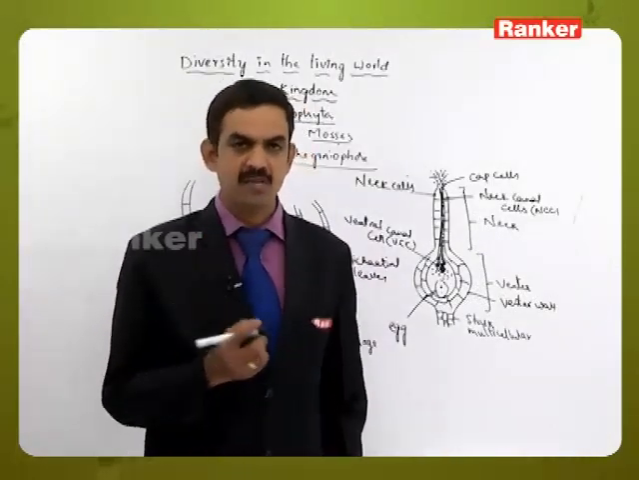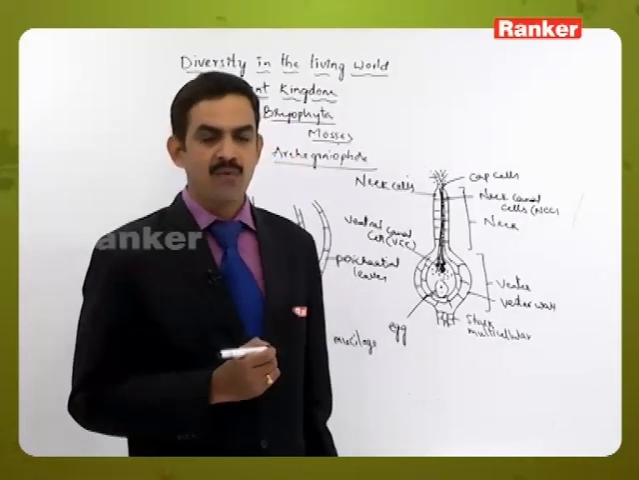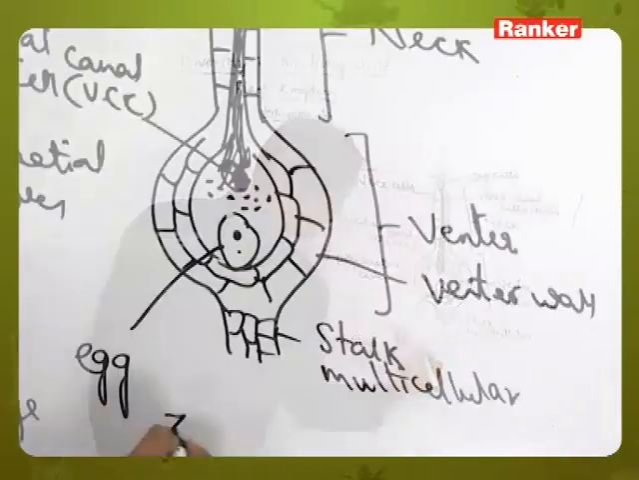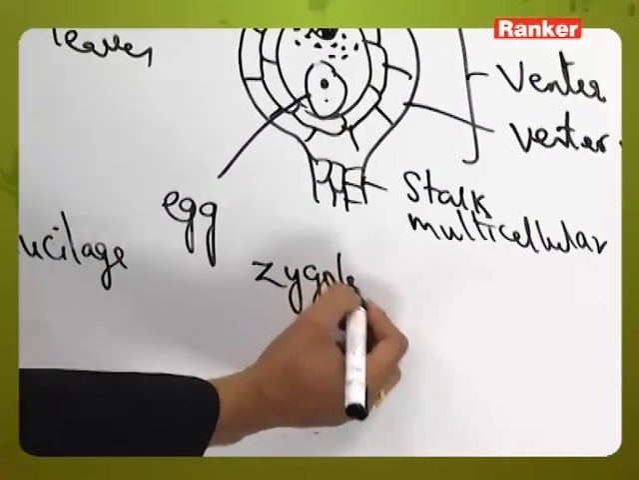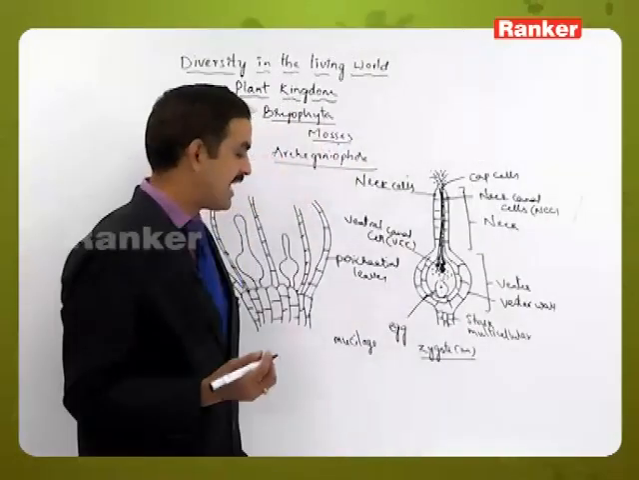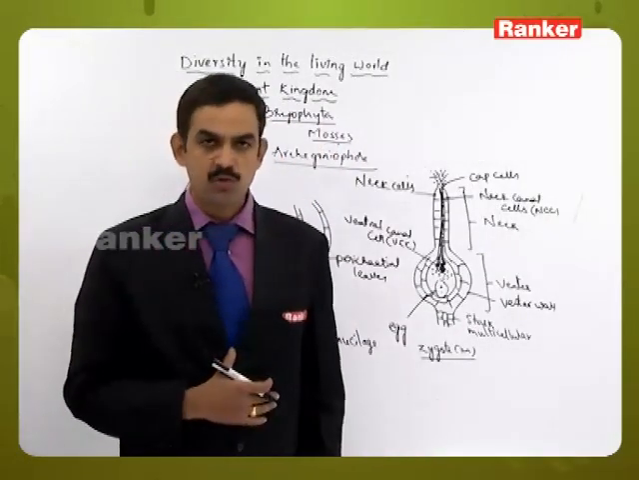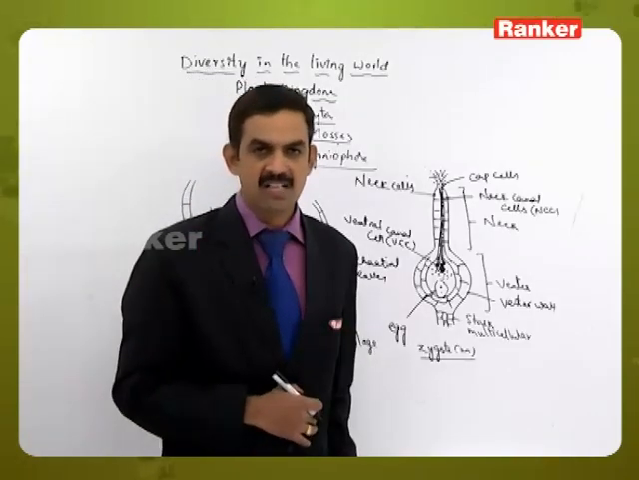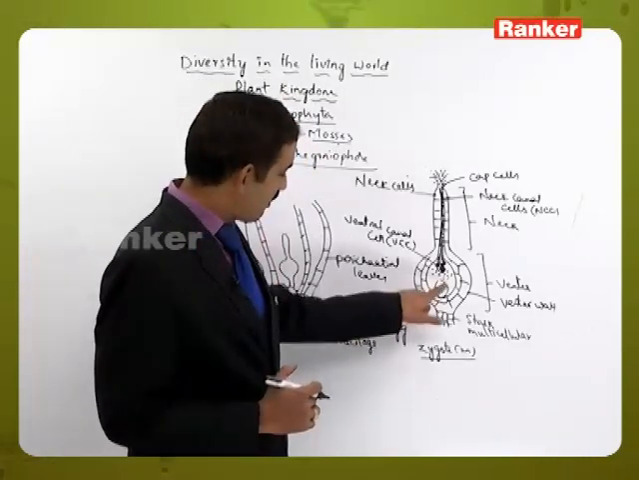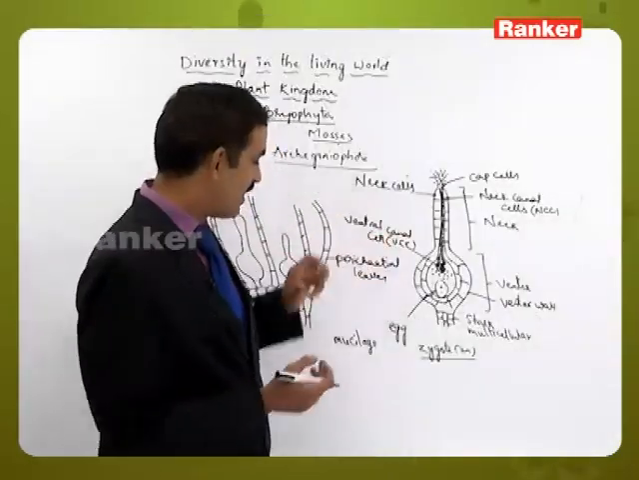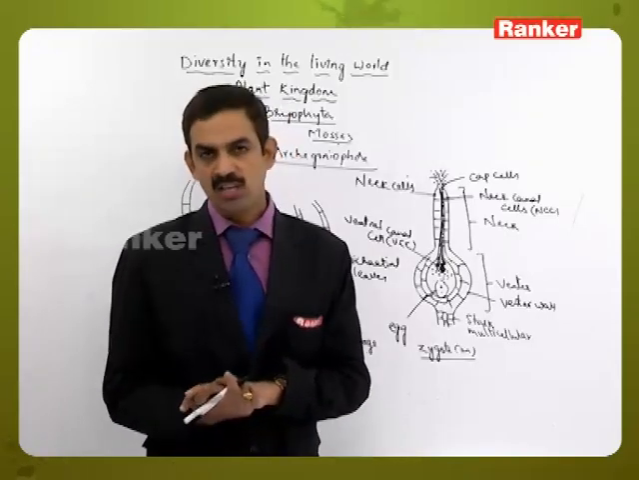That is, the fertilization will occur inside the venter of the archegonium, and the zygote is also formed in the venter of the archegonium, which is diploid in condition, and this zygote will gradually undergo mitosis to produce a multicellular and diploid structure called the embryo. Embryo formation will also occur in the venter only, and the development of the embryo will also occur in the venter.